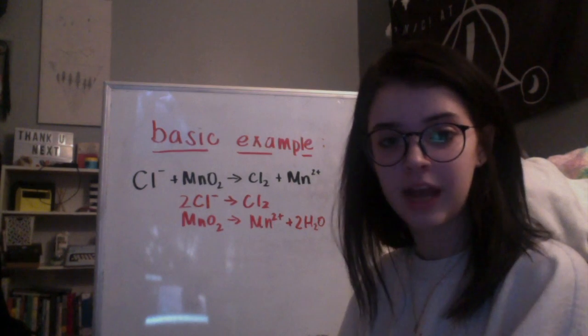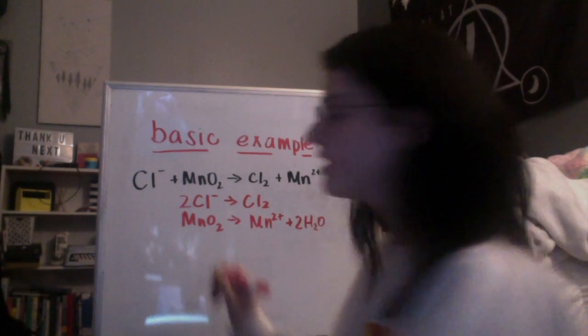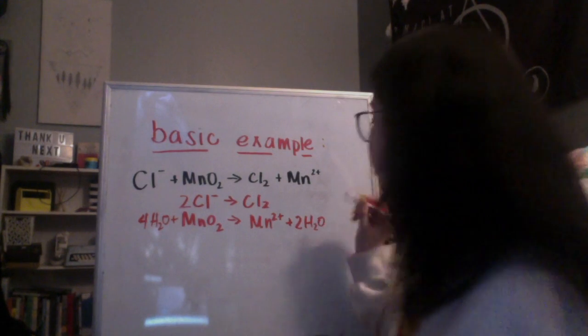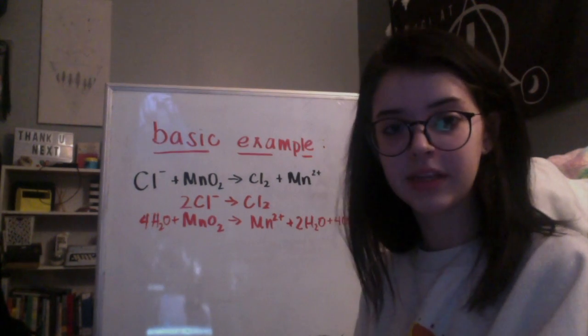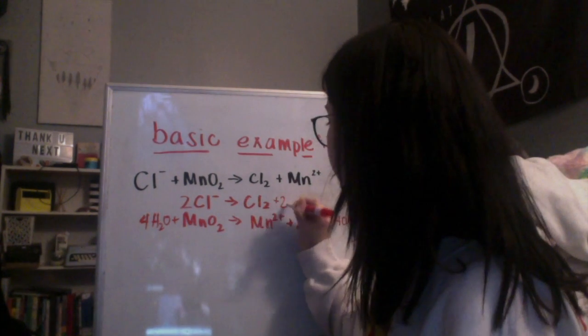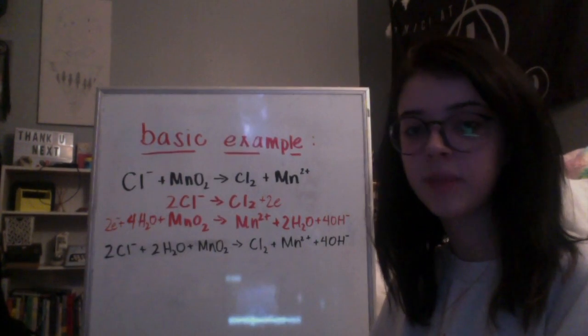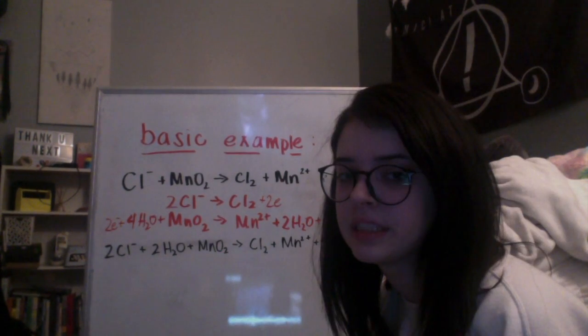And then to balance out the hydrogen, you have to add 4 H2O on this side. And then to balance it out again, you have to add 4 OH- on this side. And then to balance out the electrons, you add 2 electrons here and 2 electrons here. And then once you add it all up, this should be the answer that you get.